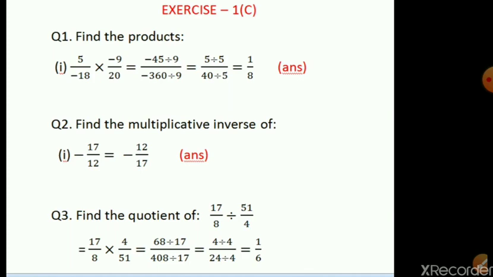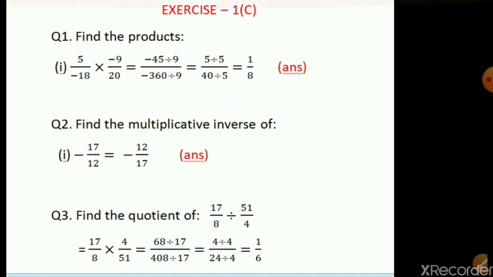Now minus 45 and minus 360 both have a common divisor 9. Now cancelling the numbers with 9, we get 5 and 40. Since both numerator and denominator have a negative sign, it will get cancelled. So 5 by 40. Again 5 by 40 has a common divisor, that is 5. So cancelling both numerator and denominator, or you can say dividing both numerator and denominator by 5, we'll get 1 by 8 as the answer.